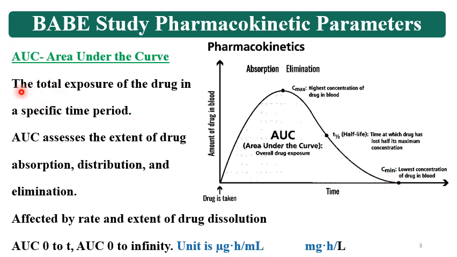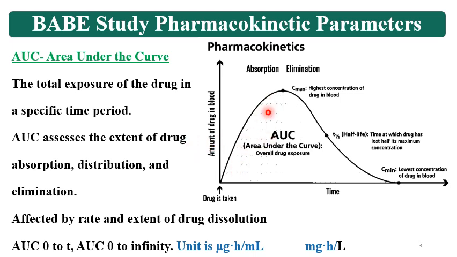So area under the curve is the total exposure of the drug in a specific time period. For example, here is time 0 and here is time 24 hours. So the area under this curve is called the AUC, and AUC is the overall exposure of the drug in the body. So this area is the AUC.